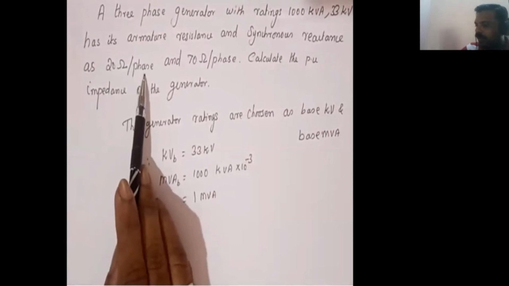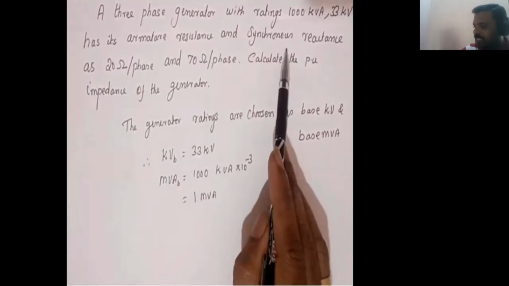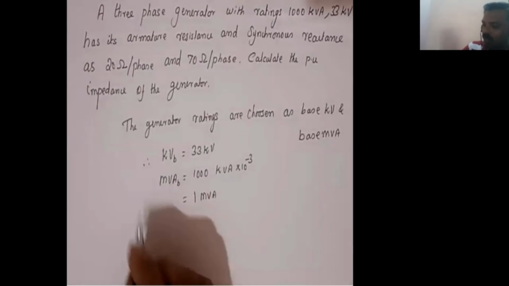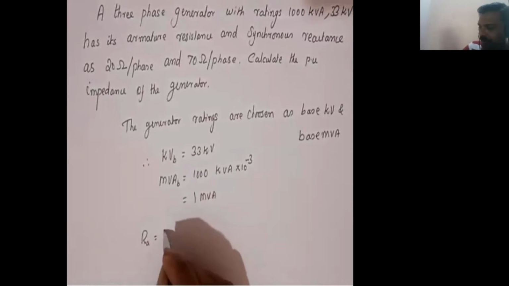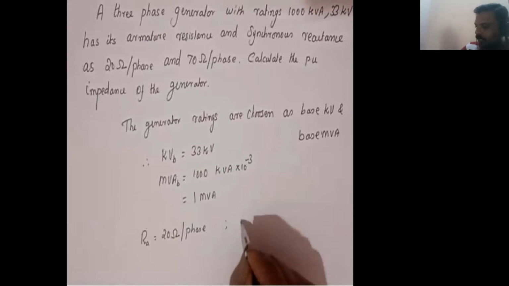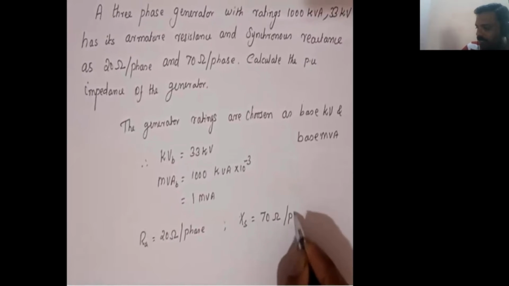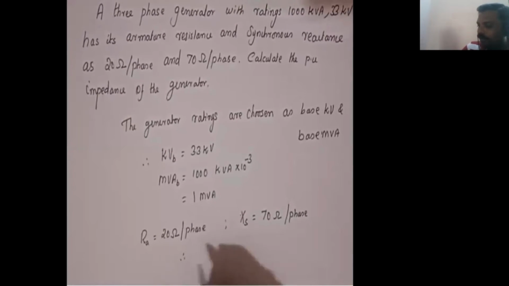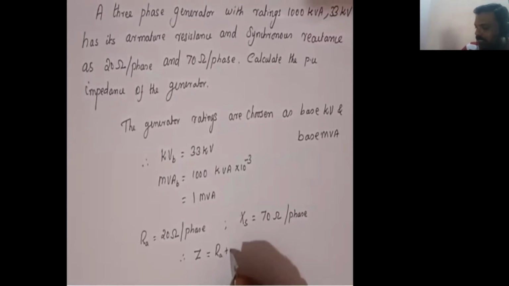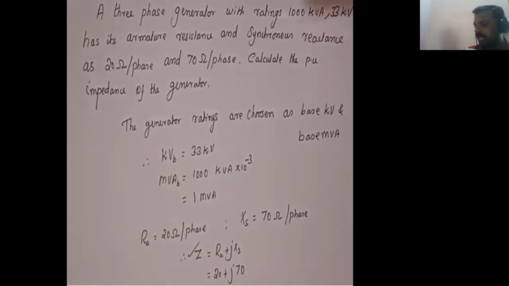Then 20 ohm per phase is the armature resistance, and 70 ohm per phase is the synchronous reactance. The armature resistance value given is Ra equal to 20 ohm per phase. Then synchronous reactance Xs is equal to 70 ohm per phase. Therefore, impedance of the generator is equal to Ra plus j Xs, that is equal to 20 plus j70. This is the actual impedance of the generator.